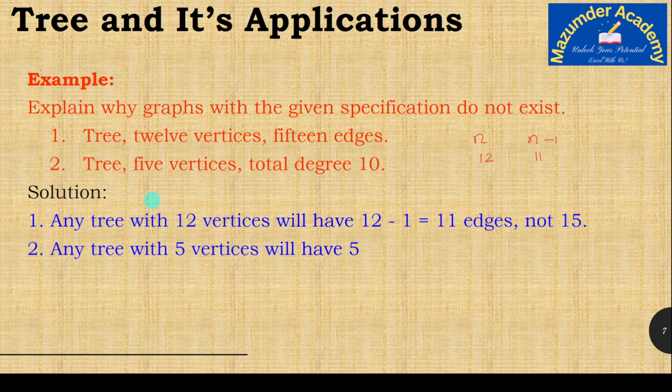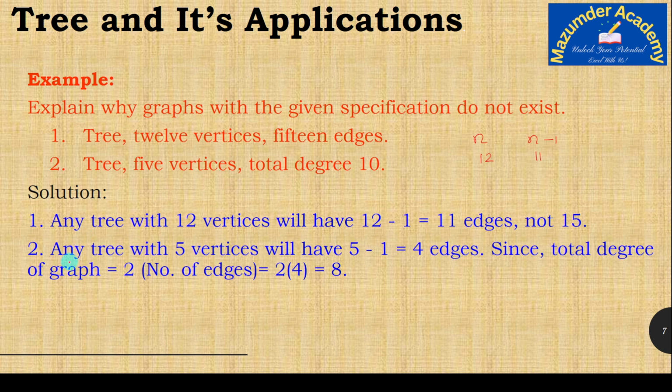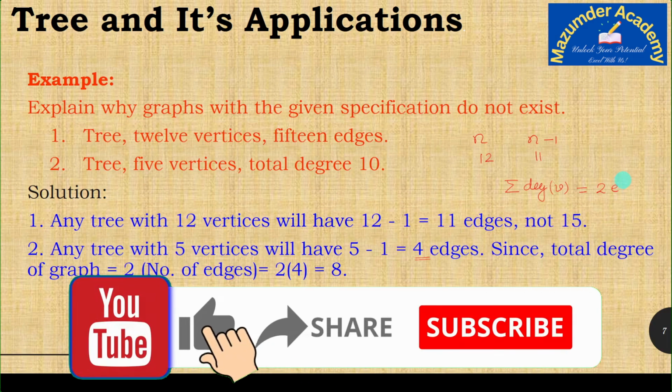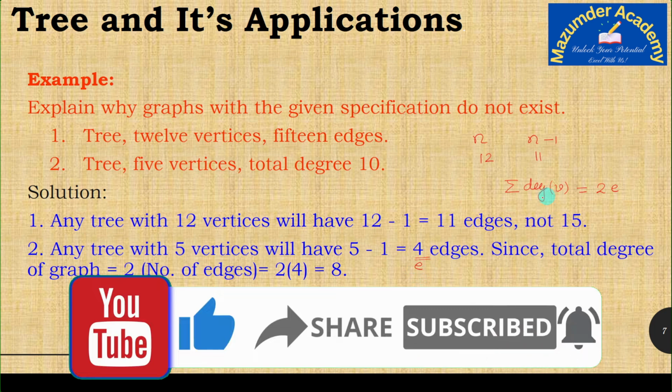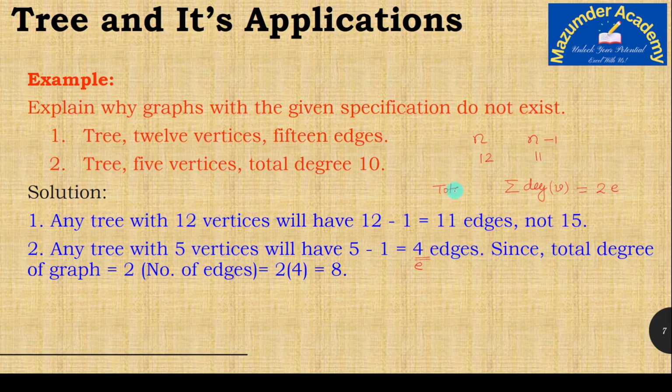Second question is a tree with 5 vertices and total degree of 10. So here you can see any tree with 5 vertices will have 5 minus 1 equal to 4 edges. This is very clear. And if 4 edges, then we know from the handshaking theorem the total degree. What was the handshaking theorem? Sum of all the degrees of its vertices equal to twice the number of edges. So this is your E, number of edges 4. So sum of all the degrees, that is your total degree.